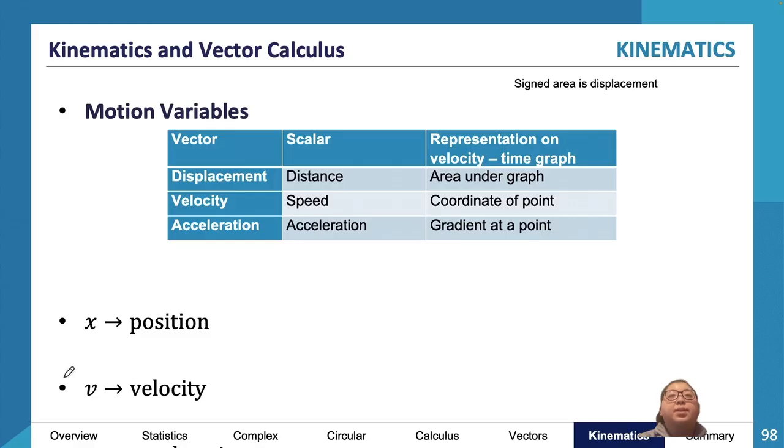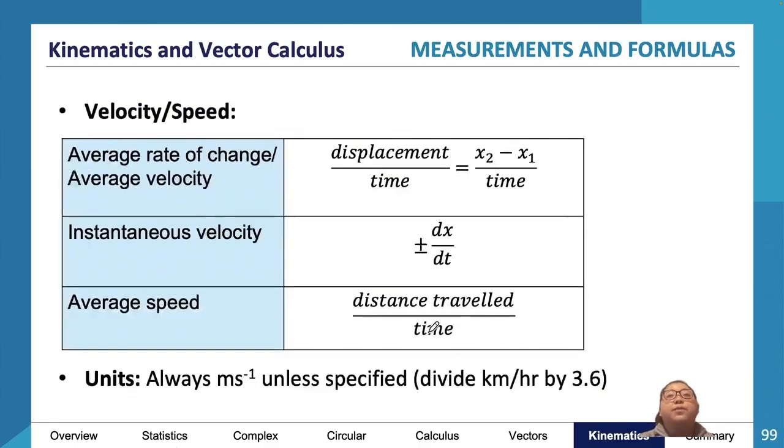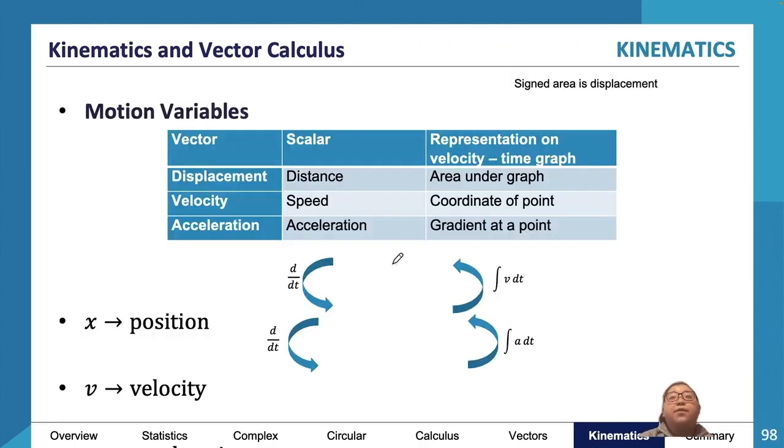So x is going to be your position and v is going to be your velocity. To get from one thing to another, you're going to be differentiating to get from x to v to a, and then to go the other way around, you're going to be anti-differentiating. So that's the relationship between your displacement, your velocity, and acceleration.